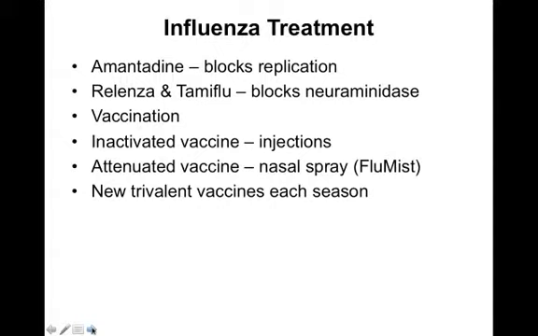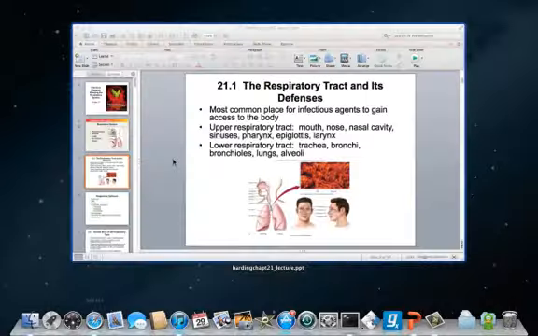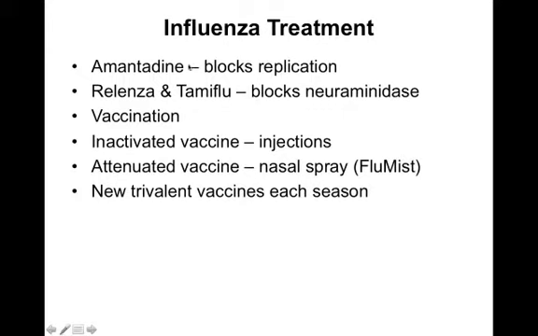So treatment for influenza. Amantadine blocks replication. Relenza and Tamiflu block neuraminidase. And vaccination is by far the most widely used, at least in the United States. Amantadine, Relenza, and Tamiflu don't work very well, so they're generally only reserved for people who severely need them, to prevent more resistance forming from the viral mutations.